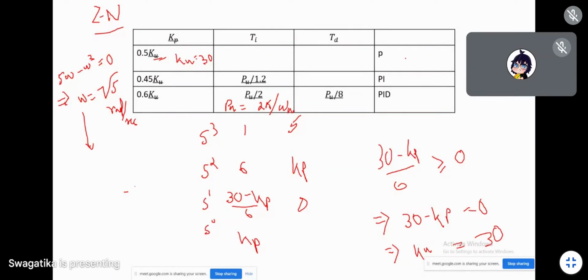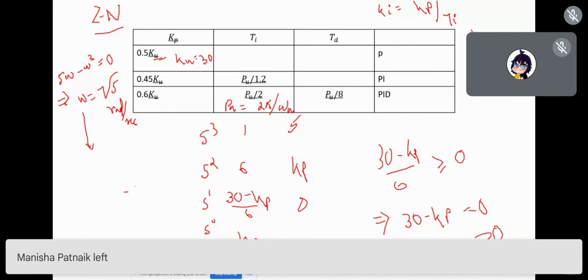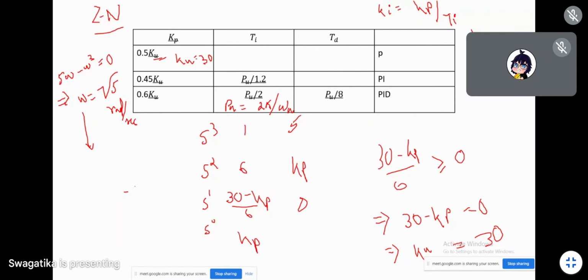If Kp, Ki and Kd value is there, how will you find out the Ki value? Ki is equal to what, in terms of Ti? Tell me. Ki is Kp divided by Ti, and your Kd value is Kp dot Td. Okay. Kp divided by Ti, and this is Kp dot Td.